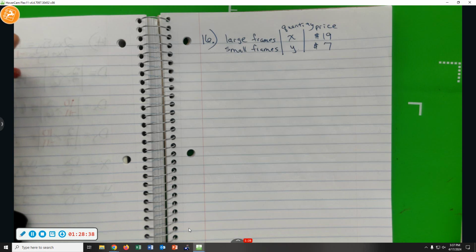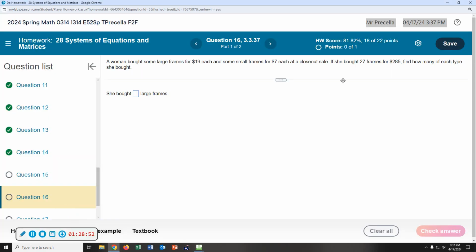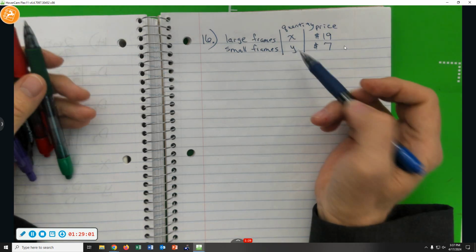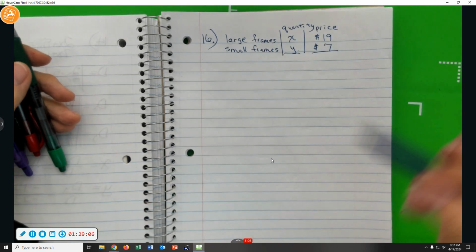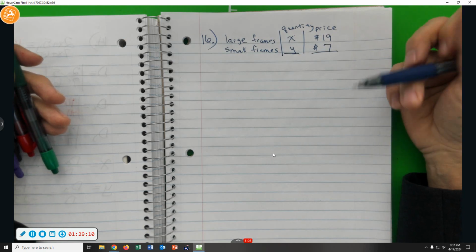Now, if these are going to be systems of equations, we've got to have an equals and a number. I think they gave us some totals here. Did they give us some totals? Let's see. She bought 27 frames. We're going to put some totals. Draw equal lines here and here. If you total the number of large frames and the number of small frames, that had better give us what?